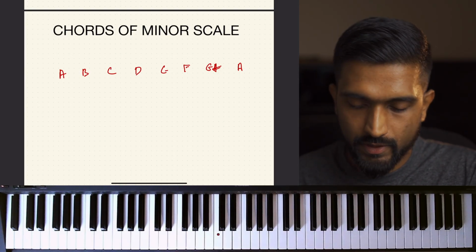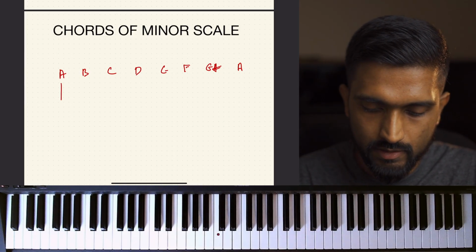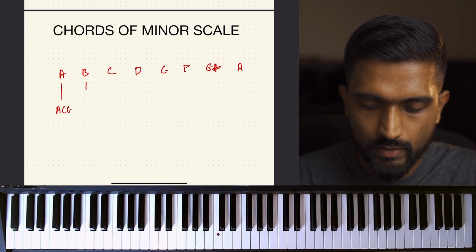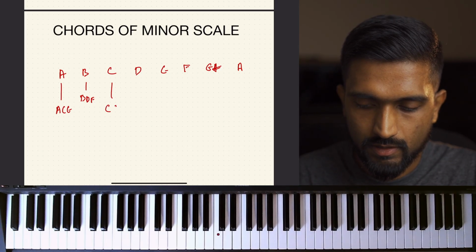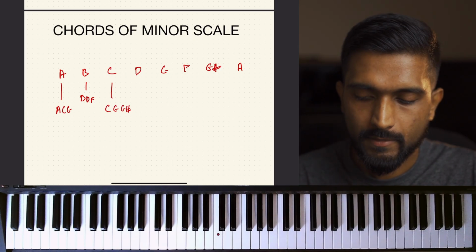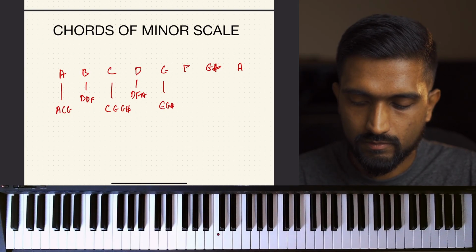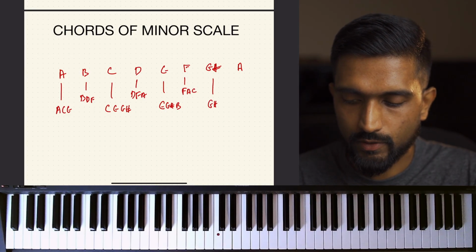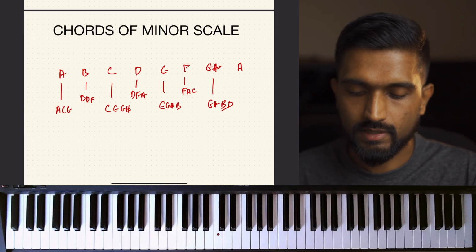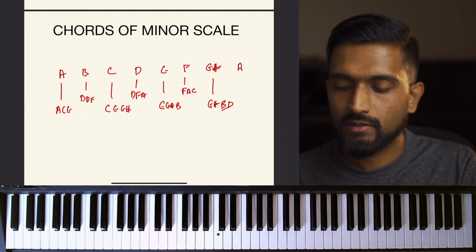And just like you did for your major scales, we're going to take alternate notes and build those chords. So from A, you get A, C, E. From B, you get B, D, F. From C, you get C, E, G sharp, since there's a G sharp due to the harmonic minor. From D, you get D, F, A. E, G sharp, B. Get F, A, C from F, and lastly from G sharp you get G sharp, B, and D.